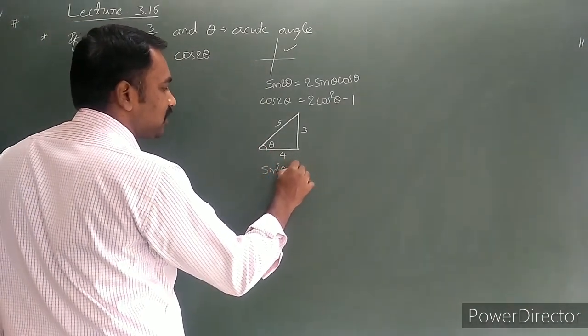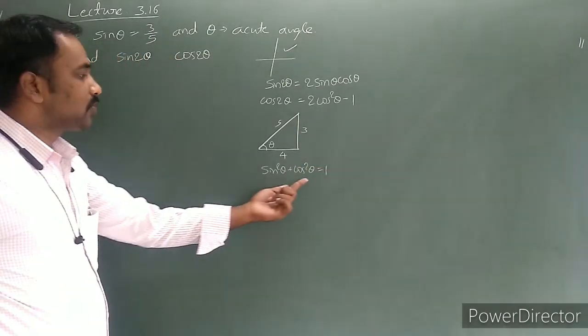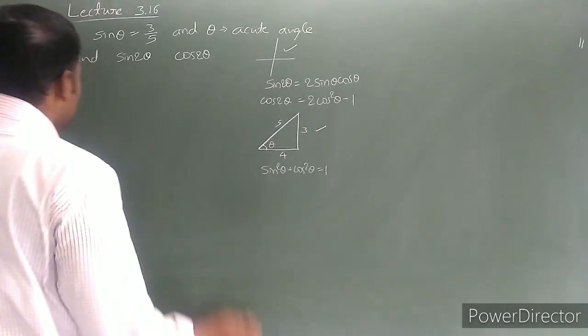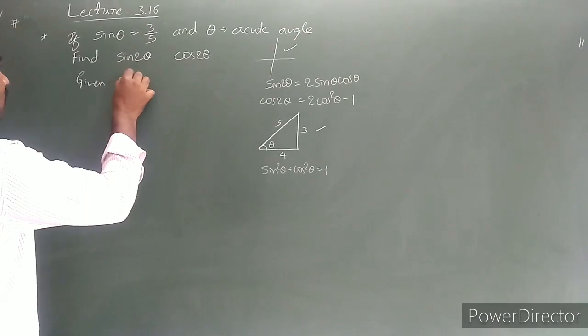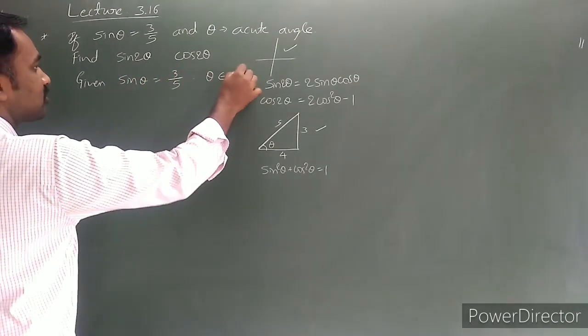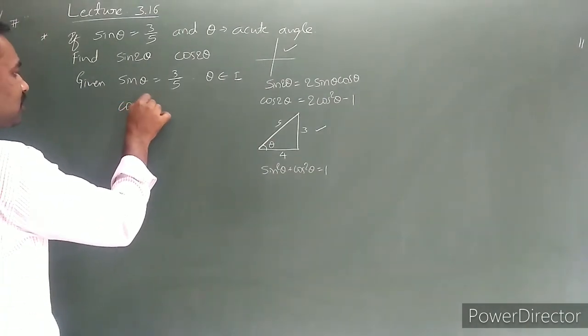That is sin square theta plus cos square theta is equal to 1. Using this one, we will get the required cos theta. Now I just use the triangle method. So what will we get? Sin theta is given, sin theta is 3 by 5. Theta belongs to the first quadrant. All are possible.